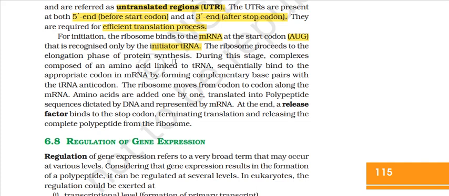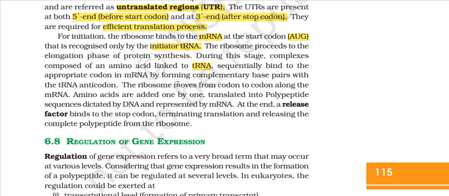The ribosome proceeds to the elongation phase of protein synthesis. During this stage, complex is composed of an amino acid linked to tRNA. Sequentially bind to the appropriate codon in mRNA by forming complementary base pairs with the tRNA anticodon. तो अब क्या होगा? Consequently आगे आगे the chain will move forward. Fine, move forward. और tRNA जो है it will bind to the appropriate codon in mRNA, complementary bases बनाएगा because tRNA के पास anticodons हैं. The ribosome moves from codon to codon along the mRNA.